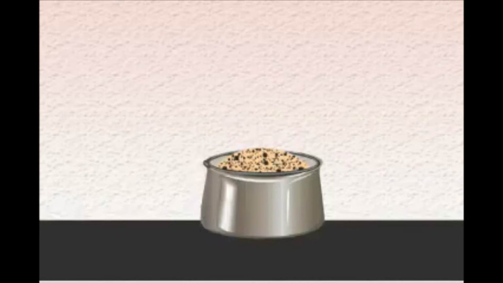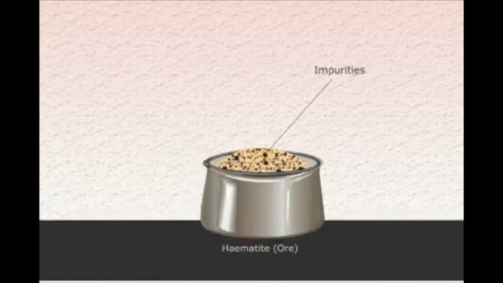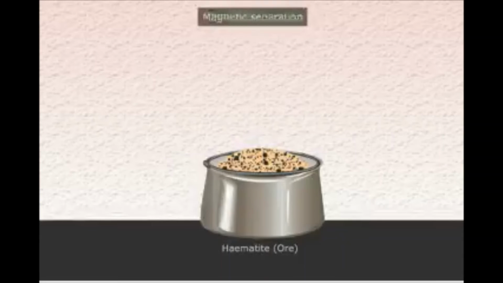Let's assume you have an ore that has magnetic properties. For a moment, let's say this ore is hematite. However, this ore also contains certain non-magnetic impurities. Now the question is, how will you remove these impurities if you want to get pure ore? The answer is simple, by using a magnet, and this process is called magnetic separation.